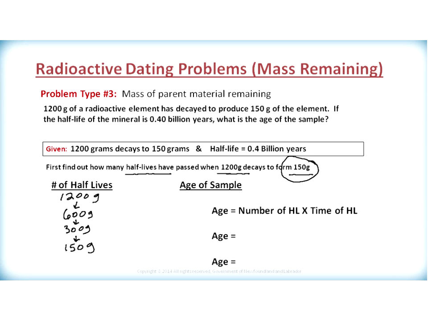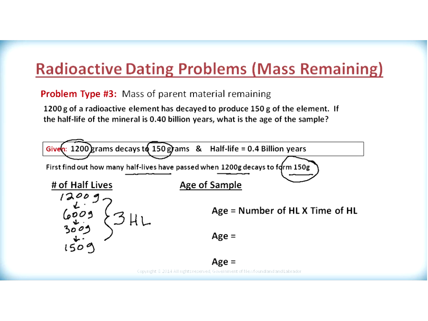So again, when we want to figure out the number of half-lives, we count the number of arrows in between the numbers. And in this case, we have 1, 2, 3 arrows. So 3 arrows would represent 3 half-lives. So the sample takes 3 half-lives to break down, to go from 1,200 grams down to 150 grams.